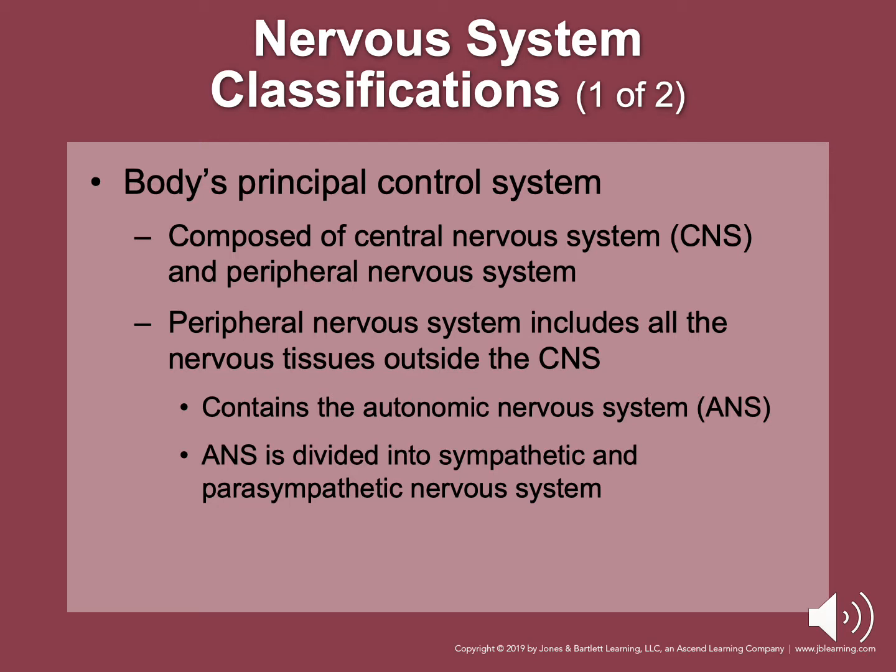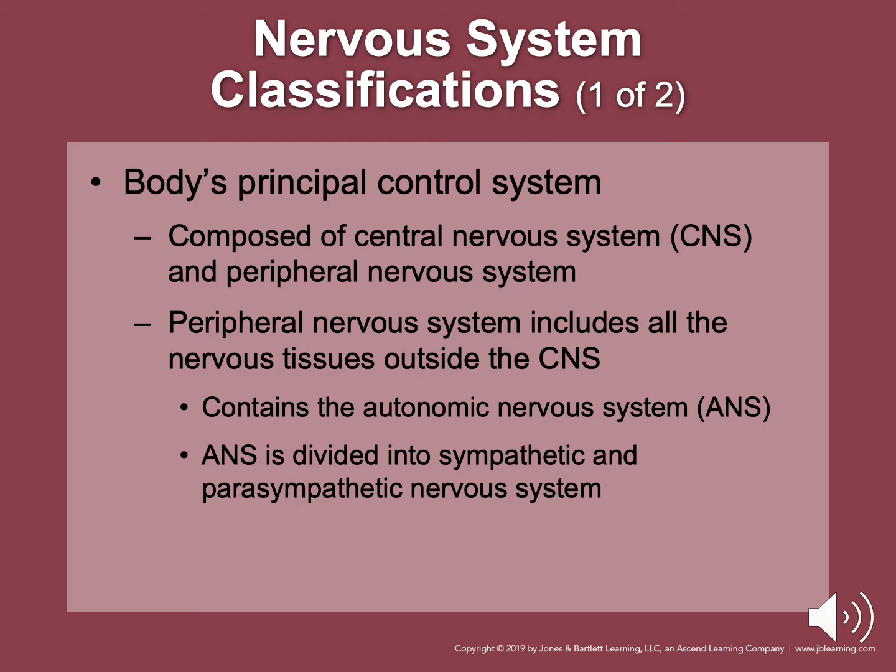The peripheral nervous system includes all the nervous tissue outside the CNS. The peripheral nervous system contains the autonomic nervous system, and it is divided into the sympathetic and parasympathetic nervous system. The sympathetic is for your fight or flight, adrenergic response, ultimately causing the release of the hormones epinephrine or norepinephrine. The parasympathetic nervous system relaxes the body and controls autonomic functions during non-stressful times, so you rest and relax.